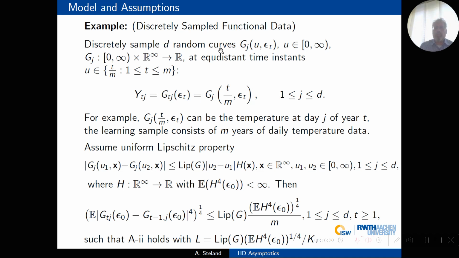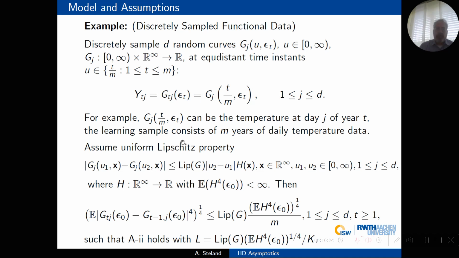So we sample d random curves at equidistant time instants and assume that our data is then given by these discretized random curves. For example, here this g_j of t over m at time t is the temperature of day j of year t, and the learning sample then consists of m years of daily temperature data.